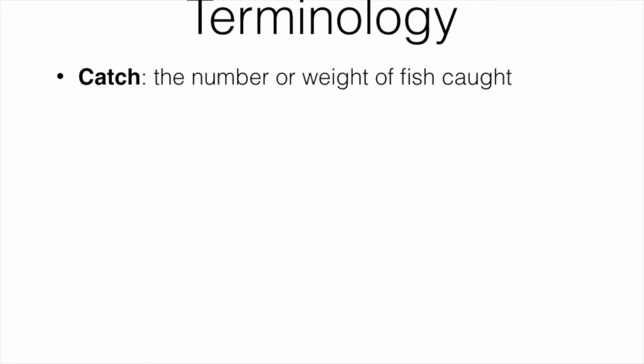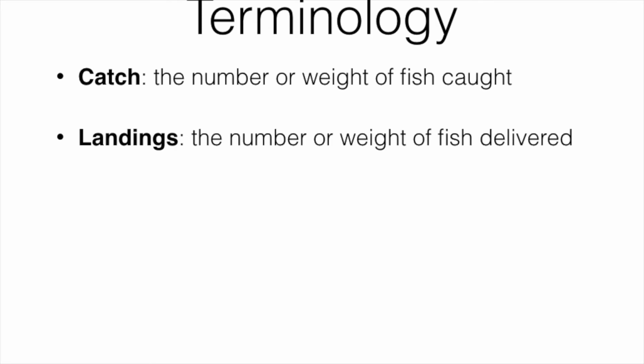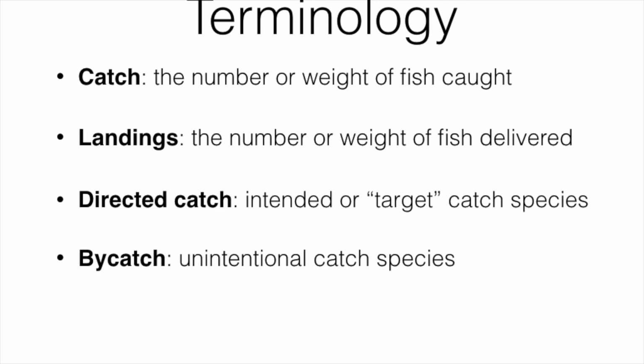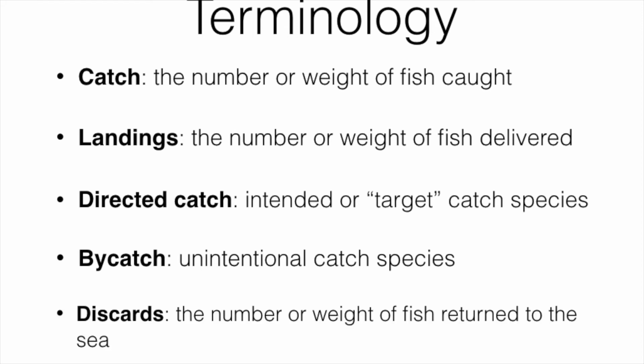Catch is the number or weight of fish caught. Landing is the number or weight of fish delivered. Directed catch is the intended or target catch species. Bycatch is the unintentional catch species. Discard is the number or weight of fish returned to the sea, which is illegal to do.